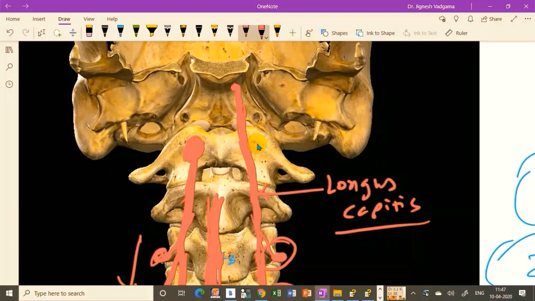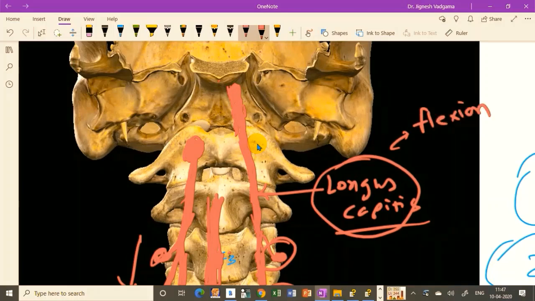and behind the pharyngeal tubercle. So this area is the pharyngeal tubercle, and it is going to insert on both sides behind the pharyngeal tubercle. So this muscle is the longus capitis. Now the action: it is responsible for the flexion of the head. The action of this longus capitis muscle is the flexion of the head.